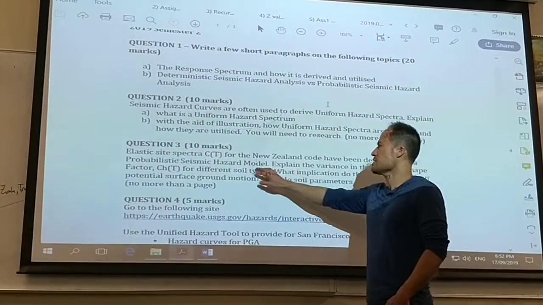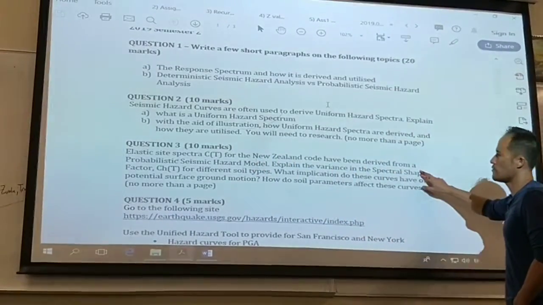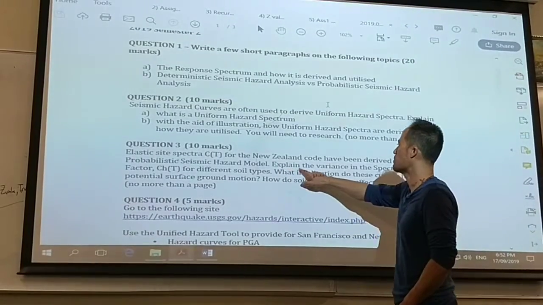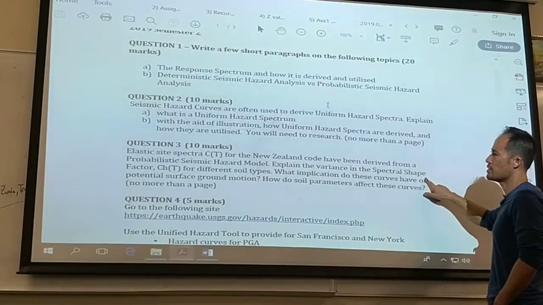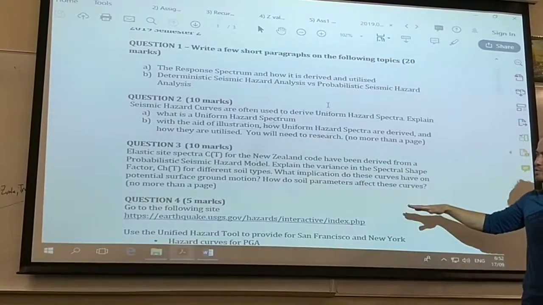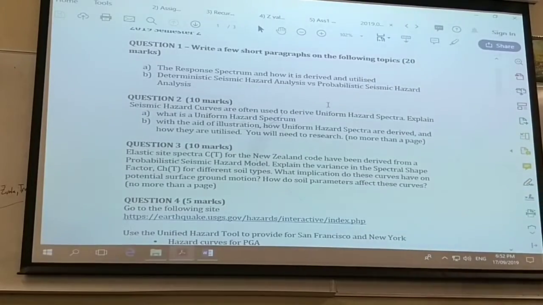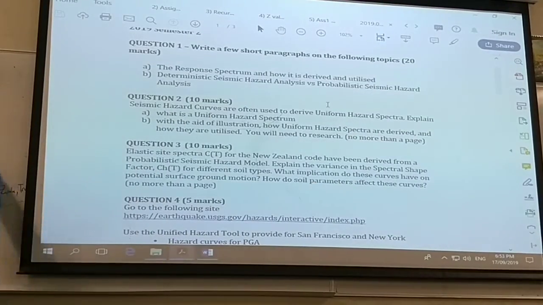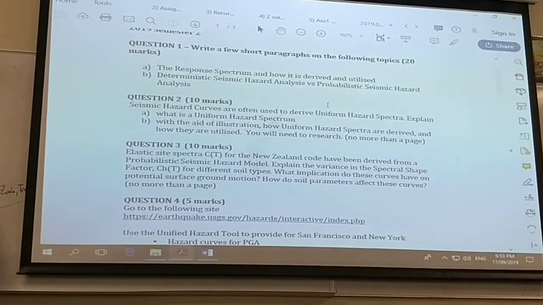Then question 3. Elastic site spectra for the New Zealand code have been derived from a probabilistic seismic hazard model. Explain the variance in the spectral shape for different soil types. What implication do these curves have on the potential surface ground motion? So what I'm saying is that in the New Zealand code, you've got your C(T). Remember that once you multiply all your coefficients, that ends up as an acceleration. This is a response spectra, and it's like something like that. But you've got different curves here.